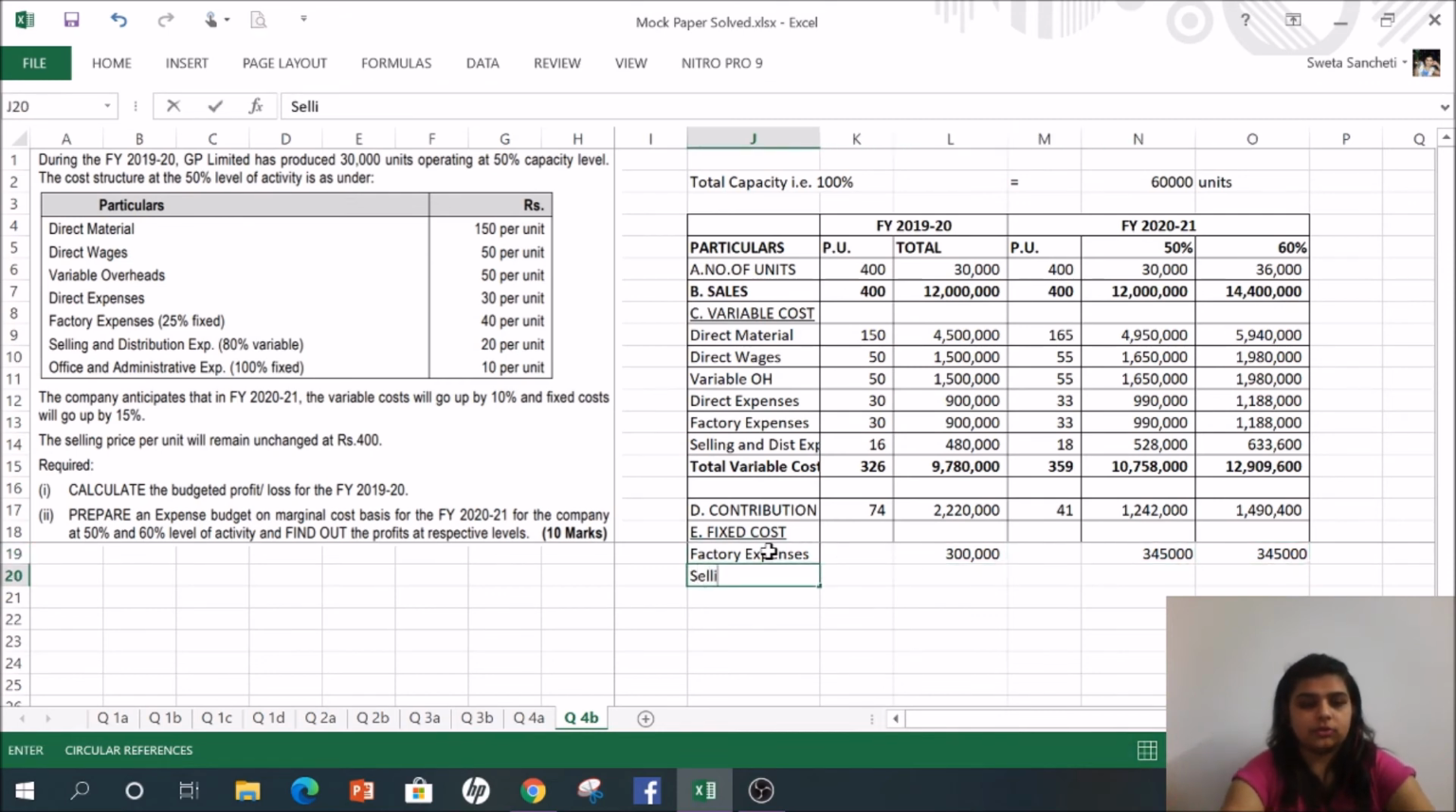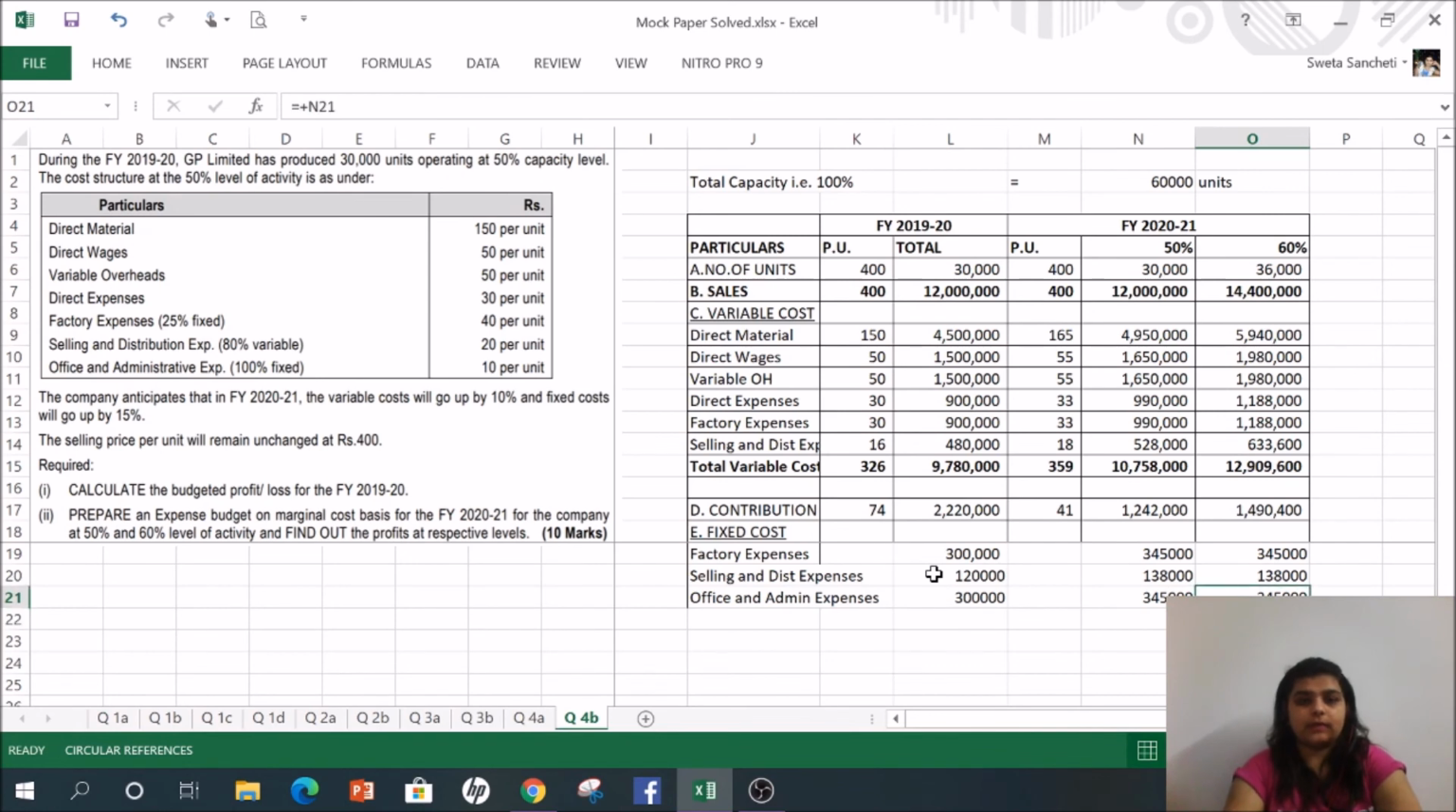Next is selling and distribution expense. Now selling and distribution, 20 out of which 16 is variable. So 20 minus 16, 4 into 30,000. So 1,20,000 is the fixed part. It will again go up by 15% and the same figure for 60% also. Next is office and admin expenses. That is completely fixed. So 10 into 30,000, 3 lakhs, and the same thing here, it goes up by 15%.